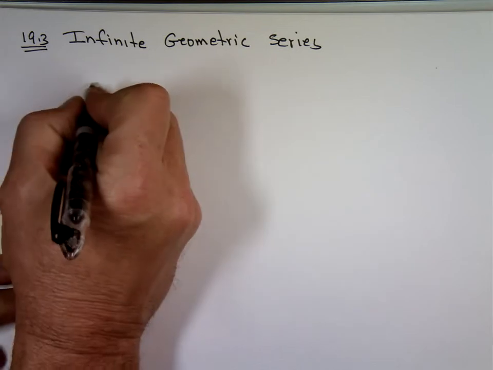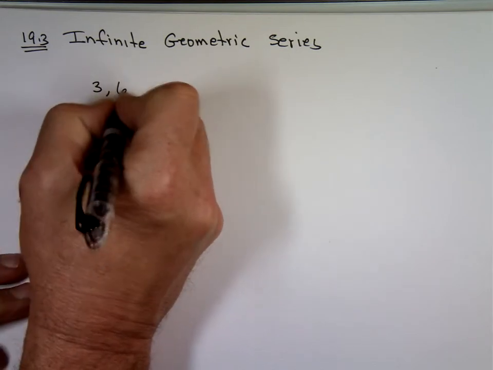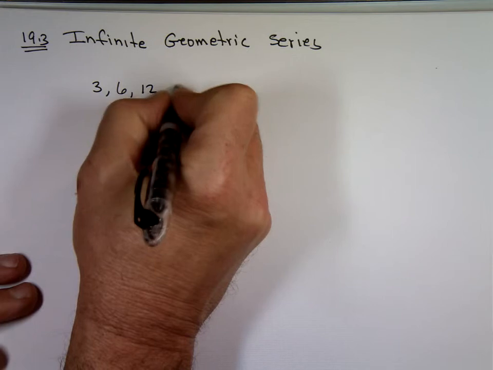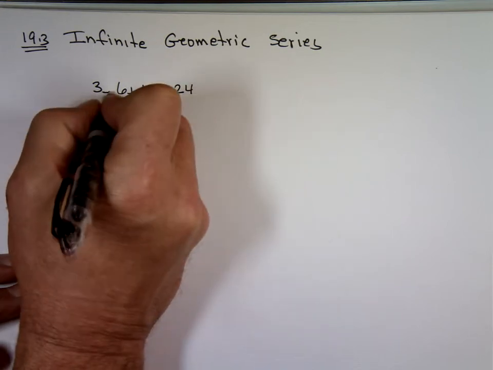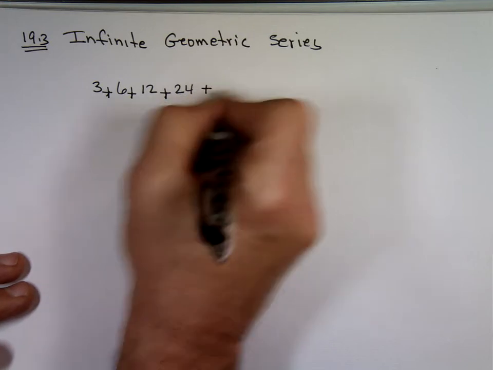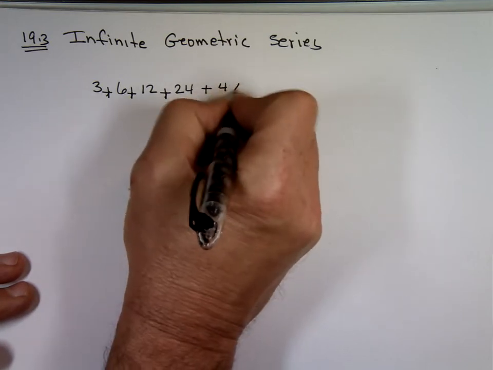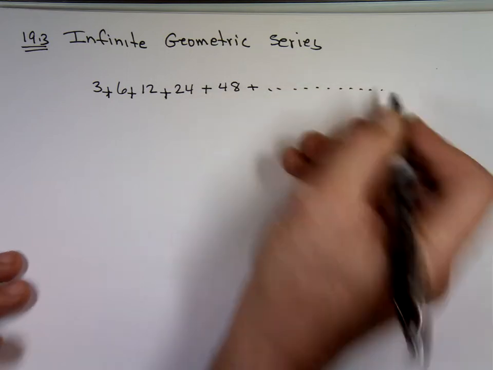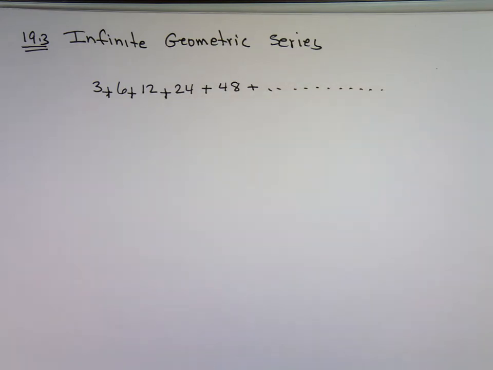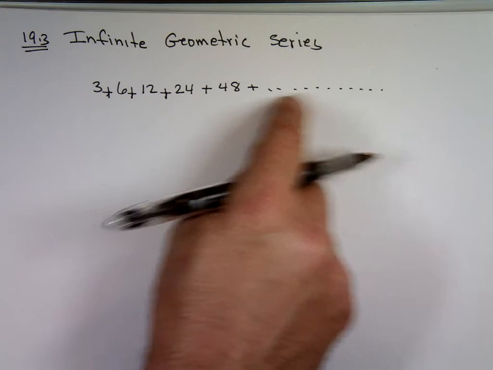If we give you one like this, 3, 6, 12, 24, and let's make the sign between them plus. That's a series now. What's the next number? 48. And I say I want to add them all the way to infinity. Well, you can't add them to infinity because you can never reach infinity. That number keeps getting bigger and bigger and bigger.